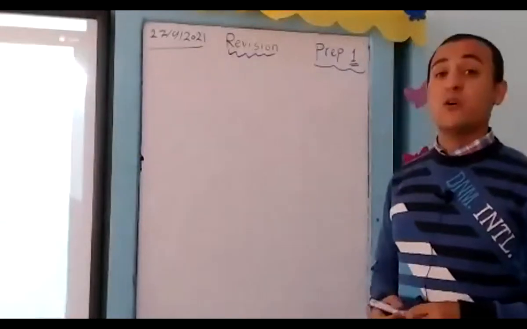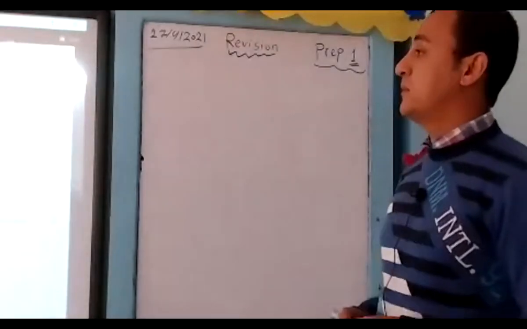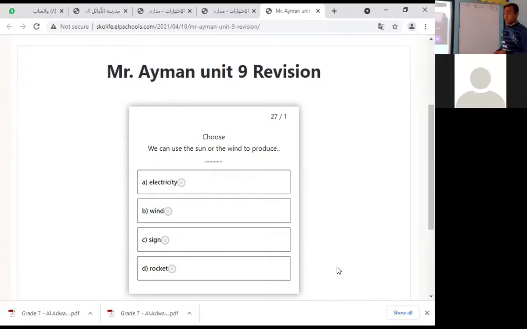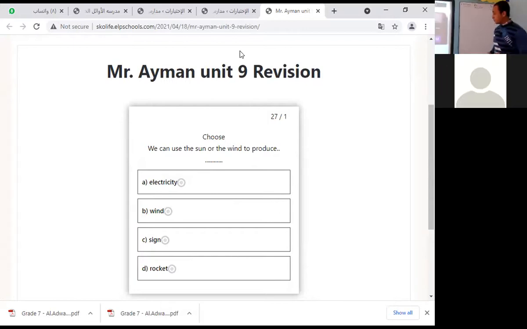Okay, today we are going to make a quick revision on Units 9 and 10. We have some questions. Let's start. Number one, choose. We can use the sun or the wind to produce what? Electricity, wind, sign, or rocket? We use the sun or the wind to produce, yes, A, electricity.